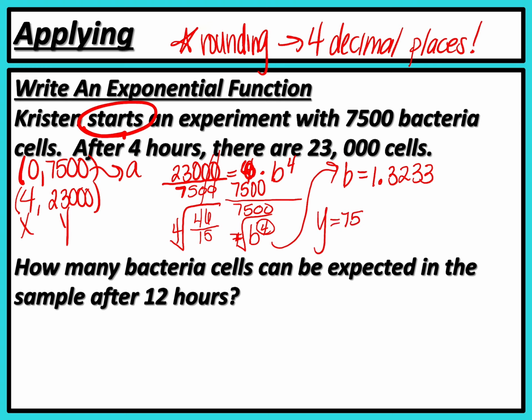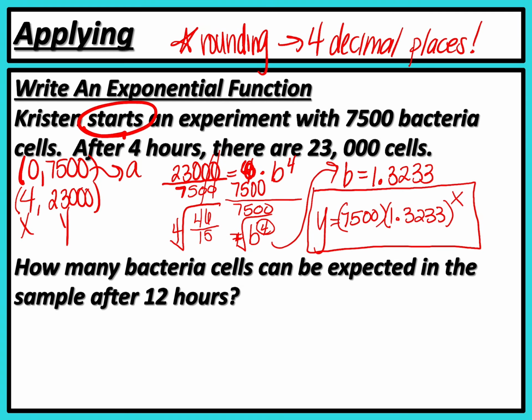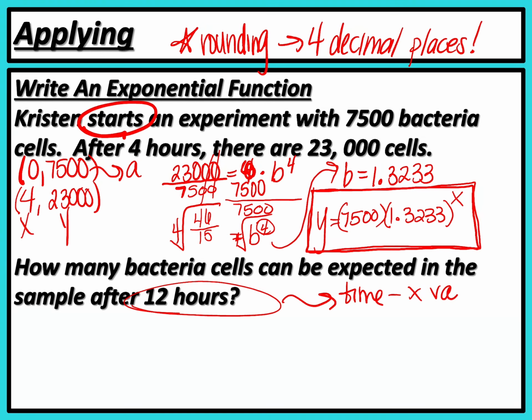Let's write our equation. So remember, we plug back in just our a and b. x and y stay variables. So this is our equation, which we're going to use now in part 2 at the bottom here, because it says how many bacteria can be expected after 12 hours. This is a time, which is an x value. So we're going to plug that into our equation for x.